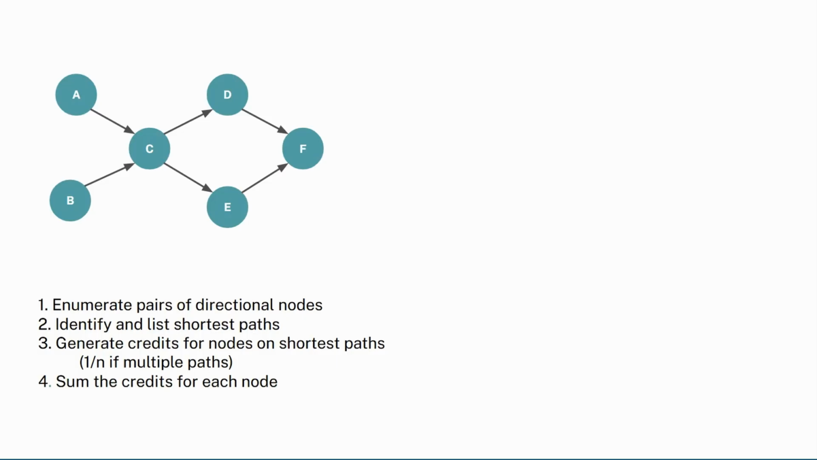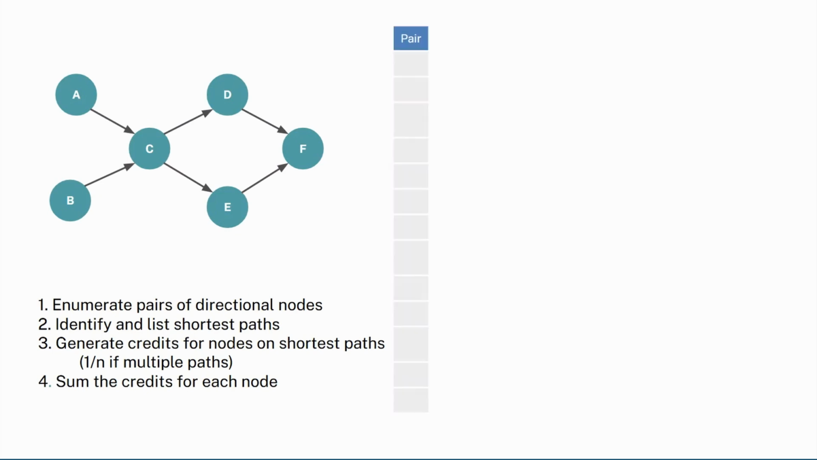We're going to go through betweenness on a toy example to get a better sense of what is happening when we run the algorithm. Here we have a simple graph. As a reminder, we have 4 steps: enumerate pairs, identify and list shortest paths, generate credits or points for nodes on the shortest paths, and sum up these credits for each node.